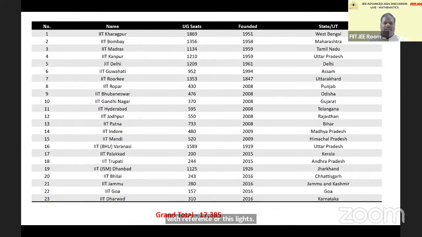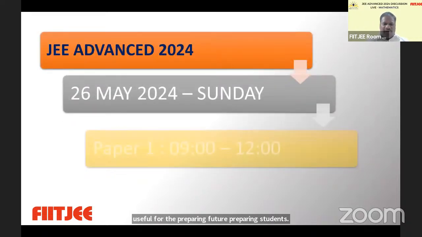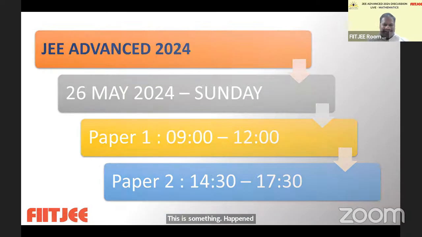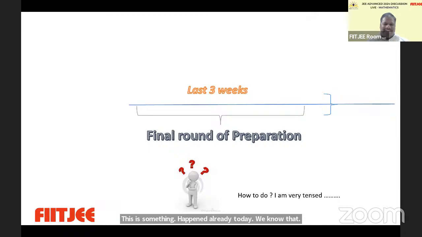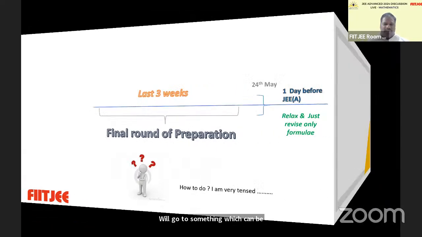This is something we have at the moment: the availability of overall seats in the elite institutes of India running the engineering courses, the IITs, as we call them. The total seats available are 17,385. We have mentioned the year founded as well, the location, everything. Certain things might be useful for future preparing students. This is something that already happened today, we know that, so we'll skip that. We'll go to something which can be discussed with the future students.